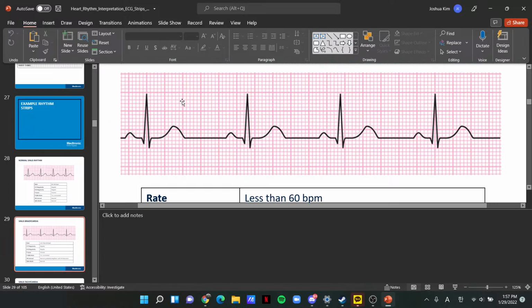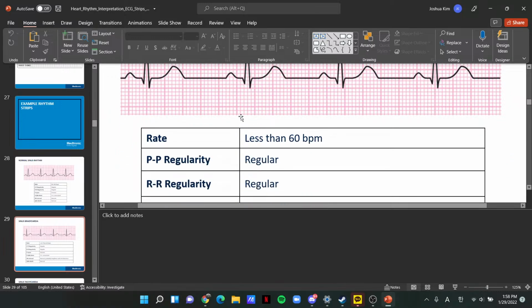This is what, 1, 2, 3, 4, 5. That's definitely long. 5 times 4. 25 times 40. 1,000. 60,000. Plus 1,000. Definitely less than 60.